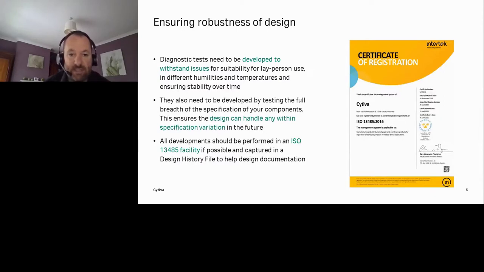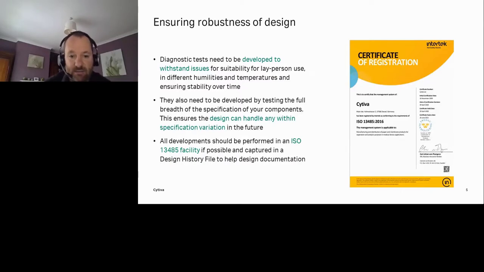So you need to be able to understand issues from layperson use. You're not going to have clinicians in all instances using these tests, so it has to be error-proof in some respects. It has to be able to work in different humidities and different temperatures, and it has to have a good stability over time because you want to have your product on the shelf for as long a time as possible. They also need to be developed, and this one's quite important, using the full breadth of a product specification.